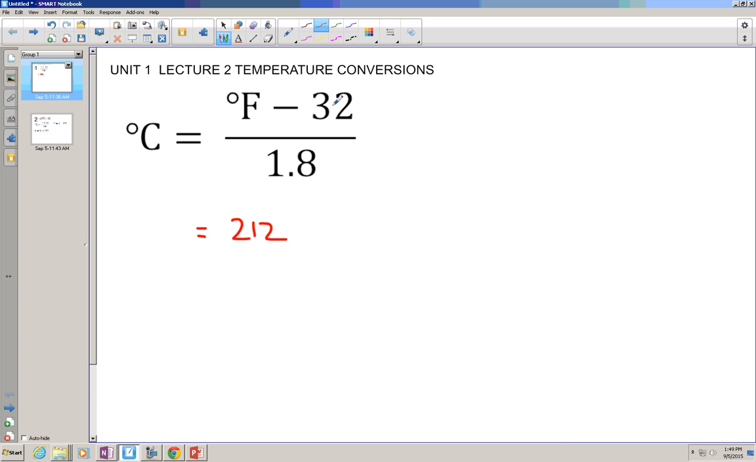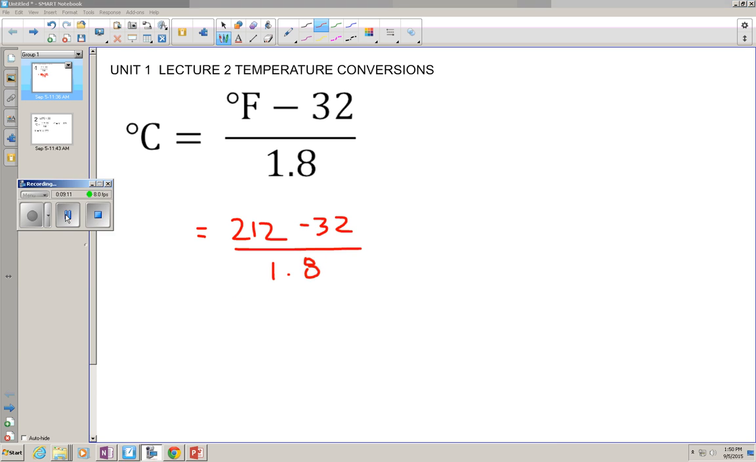So 212 minus 32 divided by 1.8. All right, I can't do 212 minus 32 in my head, so I'm just going to pause for a minute. Wait, where's the pause button? There it is. Okay, 212 minus 32 is 180.